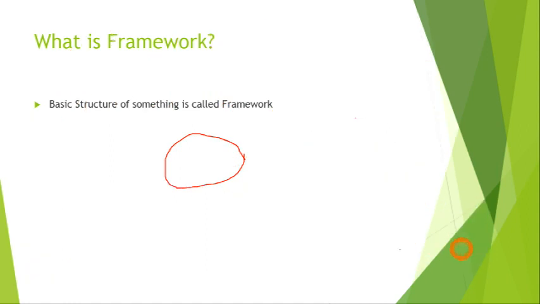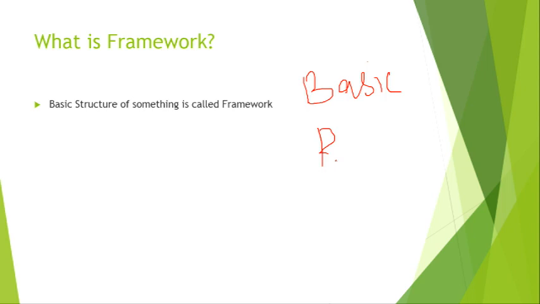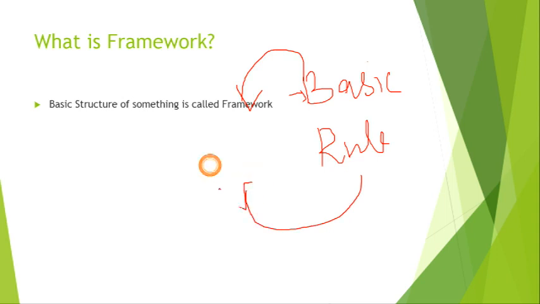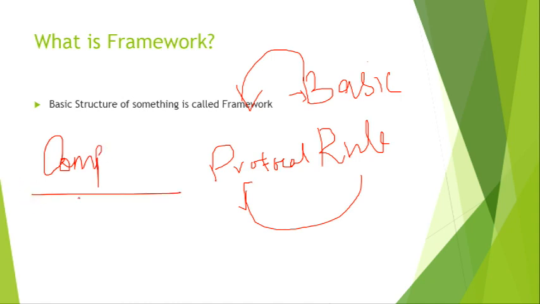So there are two points I have mentioned here: there is a basic structure and the rules. These two are correlated. The basic structure is called framework and the rules are called protocols, through which I can manage all the components of the framework. You understood?